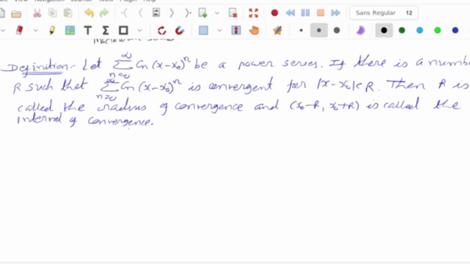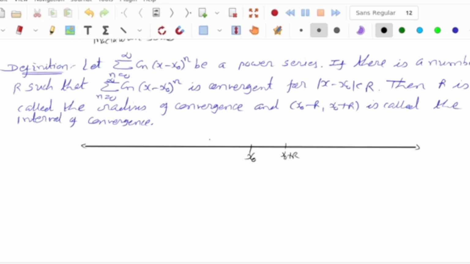So if I plot the real line, then on this line, say this is x0 and this is x0 plus r, this is x0 minus r. Then in this interval the series is convergent, otherwise in this portion the series is divergent. That is our analysis.